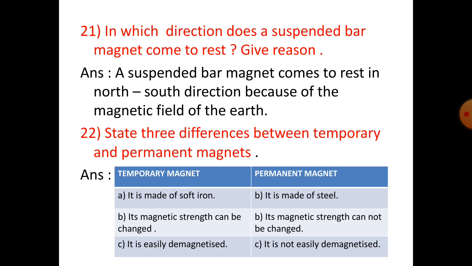Number 21. In which direction does a suspended bar magnet come to rest? Give reason. A suspended bar magnet comes to rest in north-south direction because of the magnetic field of the earth.